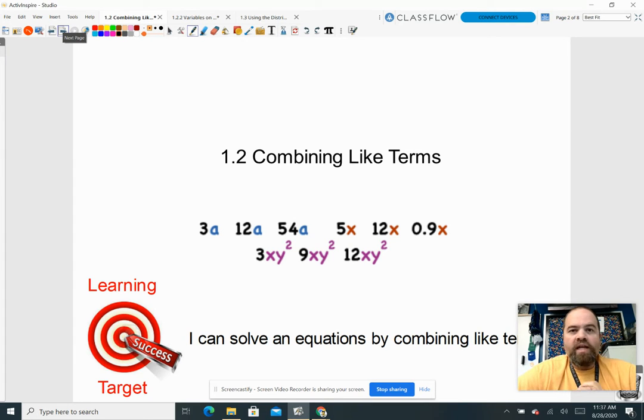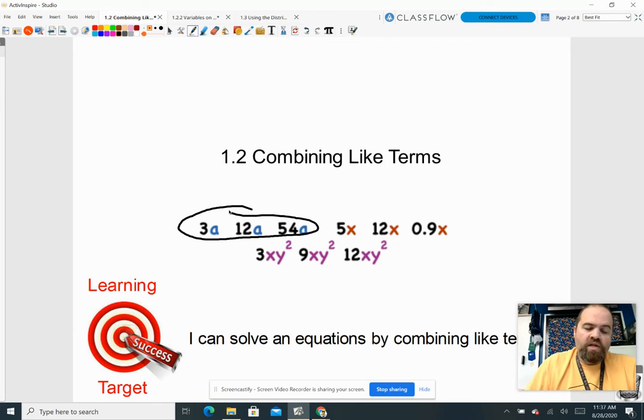So today, taking it up a notch again, I'm going to ask you guys to combine like terms. When you're looking at an equation, your like terms are any terms that have the same variable, or maybe they're terms that don't have variables at all and they're just constants. So in this case, the 3a, the 12a, the 54a, those would all be like terms, and all these x terms would be the same too.